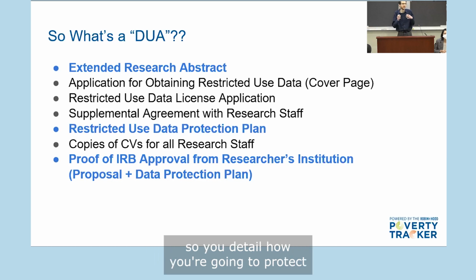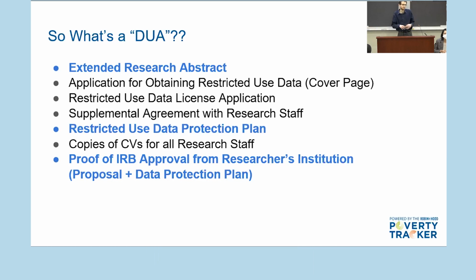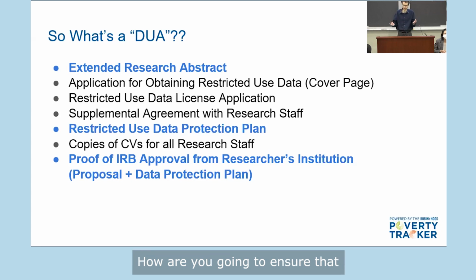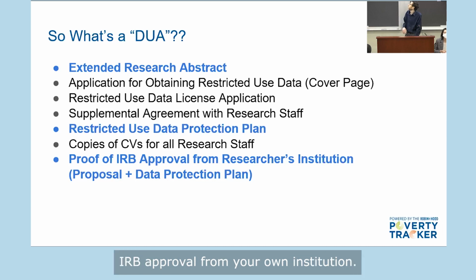So you detail how you're going to protect our sensitive data. If we're giving you zip codes, how are you going to store this data? How are you going to ensure that this doesn't just get out to everyone and everyone knows our subjects' zip codes? And finally, you'd need proof of IRB approval from your own institution.